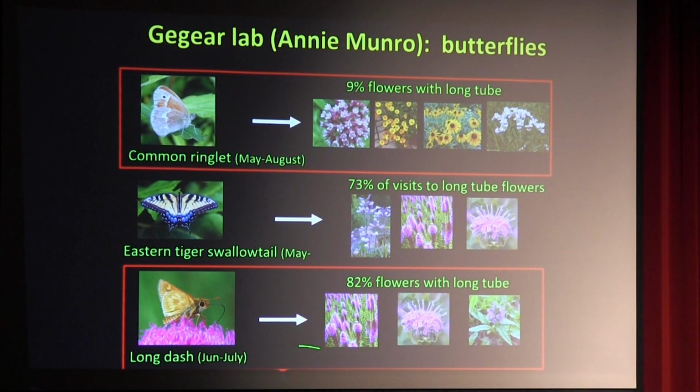On the other end, we have long dash, which is another species of conservation concern. It highly prefers tubular flowers, right? So if we're going to create a garden to help target these species, we need a mix. This is what's missing for most gardens. And then eastern tiger swallowtail is another one that shows a preference for tubular flowers as well. So if you like those swallowtails, you need the host plant, and you should have tubular flowers.